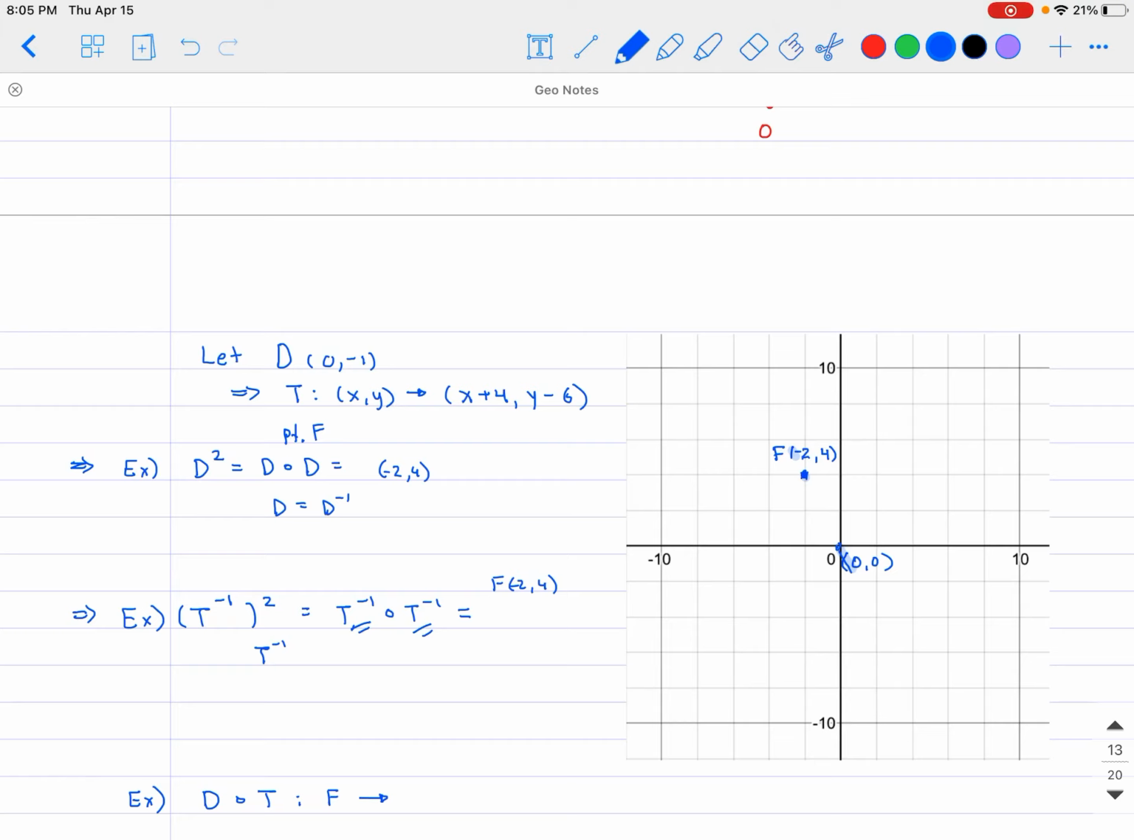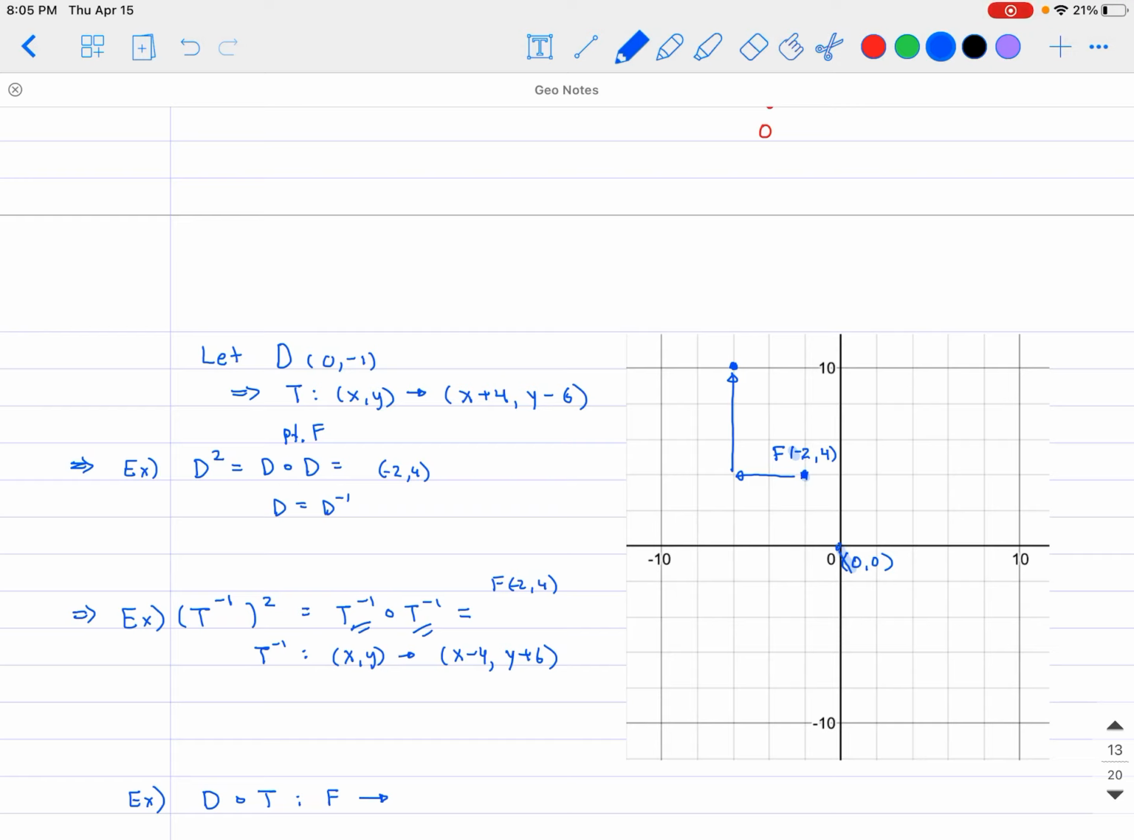So t inverse, according to what we said earlier, is going to be the translation of xy, which is going to be x minus 4, comma, y plus 6, because we're doing the opposite for the inverse. So we're going to throw that point into this mapping of t inverse. I am going to move back by 4 for x, and then afterwards move up by 6. So this is where it's going to take me after the first translation.